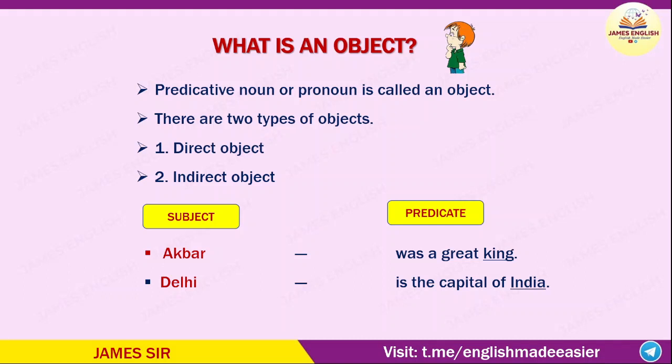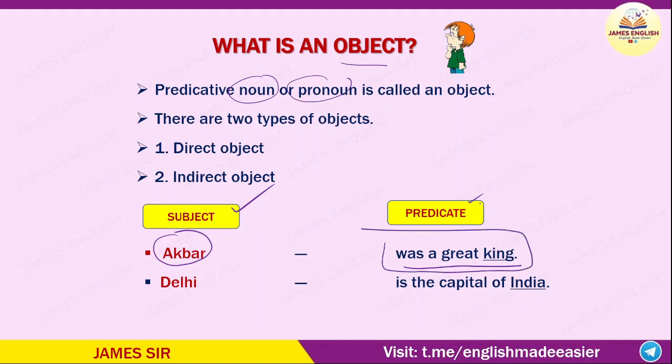Akbar was a great king. What is the subject? Akbar, because we are talking about Akbar. Then what is the predicate? Was a great king is called the predicate. Now, what is an object? We said predicative noun or pronoun. So, was a great king is already the predicate. Now, we need to look for any noun or pronoun.